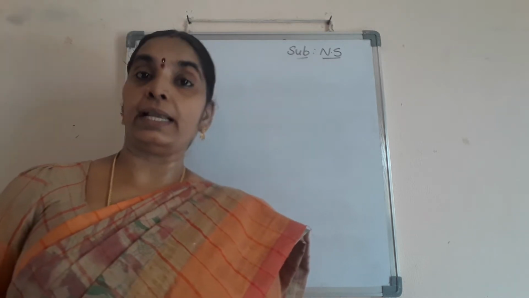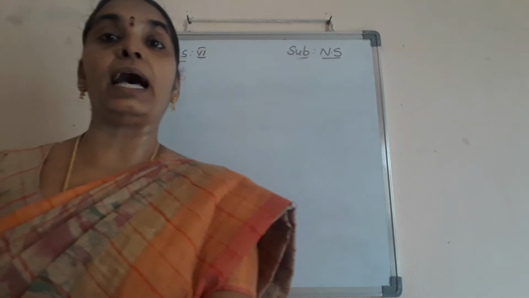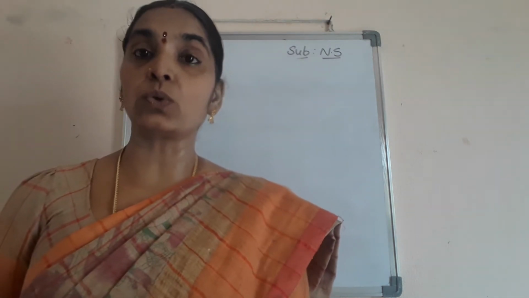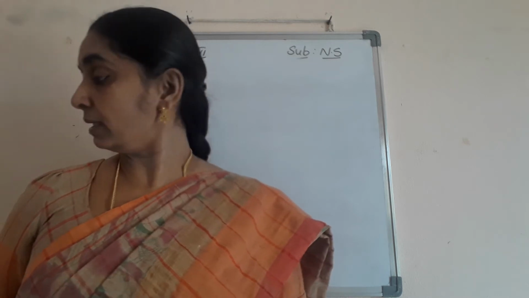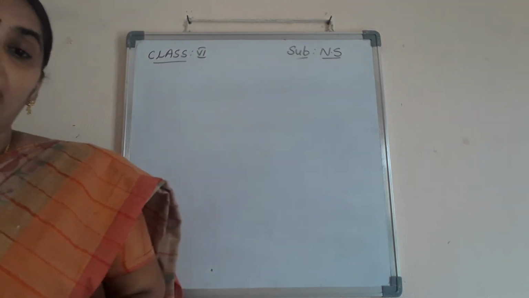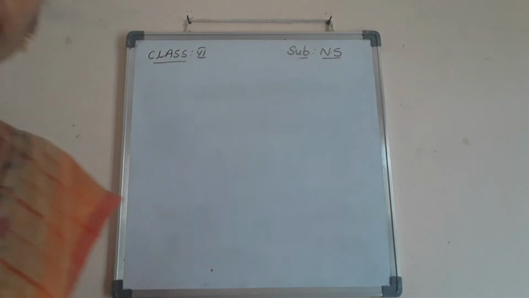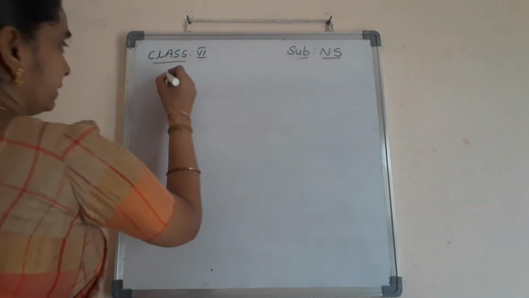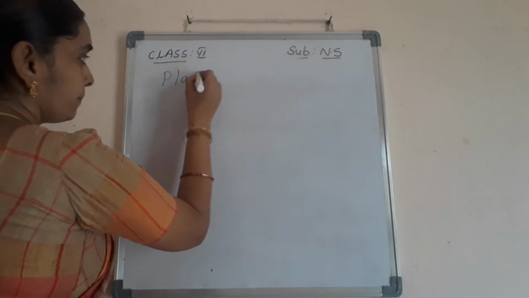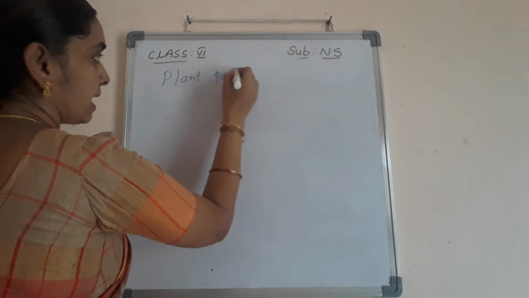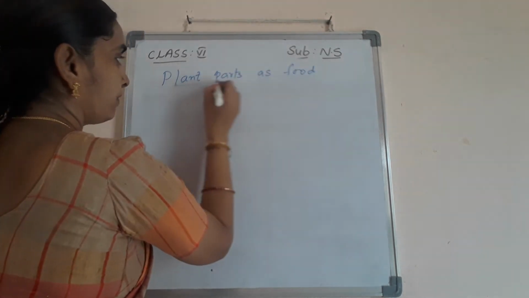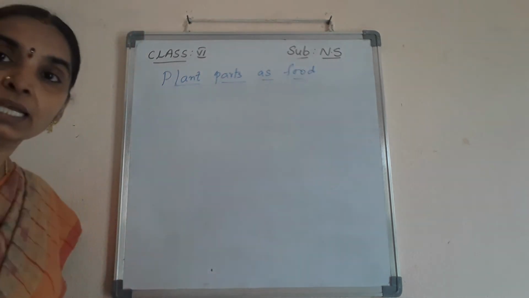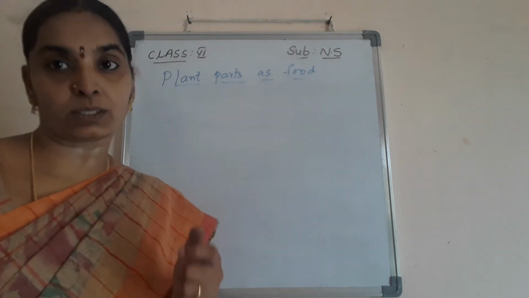Okay, children, now we'll see the different animals or the plants as a source of food by writing the table given below. Okay, now children, come on, do this table so that you can understand the plant parts as food. Today's topic is plant parts as food, which we have covered previously. We'll do a little exercise over it.